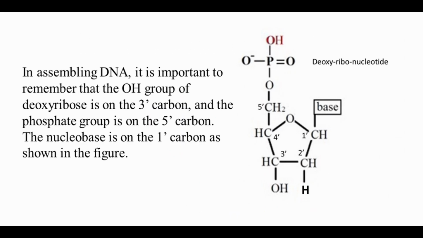In assembling DNA, it is important to remember that the OH group of deoxy-ribose is on the 3' carbon, and the phosphate group is on the 5' carbon. The nucleobase is on the 1' carbon as shown in the figure.